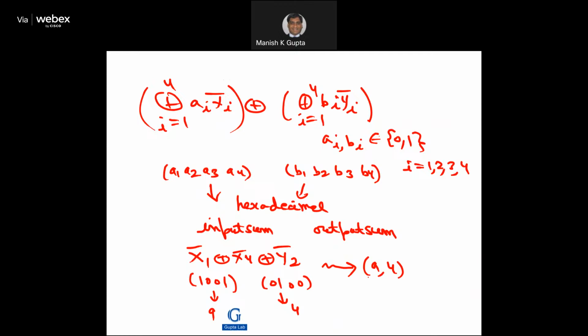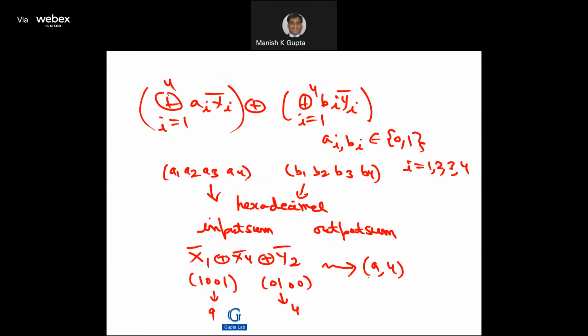And now these 4 bits we can convert into hexadecimal. So we have input sum and output sum, and we can write them in hexadecimal. For example, if we have an expression something like x1 XOR x4 bar plus y2 bar, you see that x1 is present, x2 is not there, x3 is not there, x4 is present. So this is the vector 1 0 0 1.